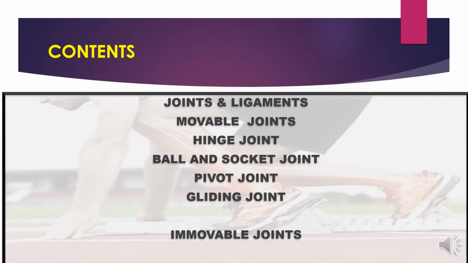The topics which we are going to study in this video are about the joints and ligaments. You all know that we are studying about our skeletal system. So how our bones are connected and what are the types of joints present in our body. Movable joints, there are 4 types of movable joints: hinge joint, ball and socket, pivot and gliding joint. We will be studying about the immovable joints also. So let's start the video.